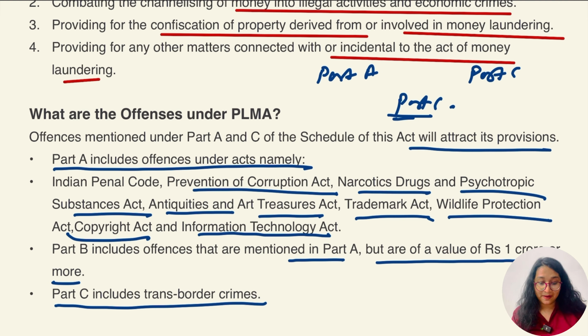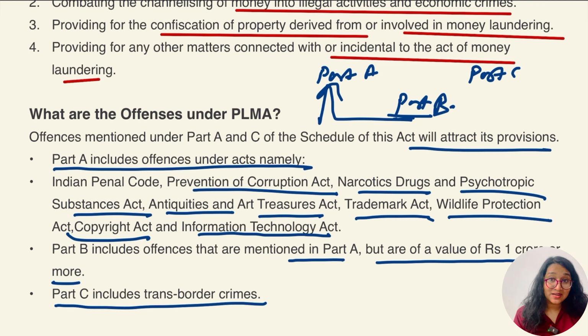So what about Part B and Part C? Part B says the activities which are included in Part A, plus the amount is more than 1 crore. Let me say it again: Part B includes offences mentioned in Part A but of a value of ₹1 crore or more. So is this clear? Part A is simple, Part B is those activities included in Part A whose value is more than 1 crore.